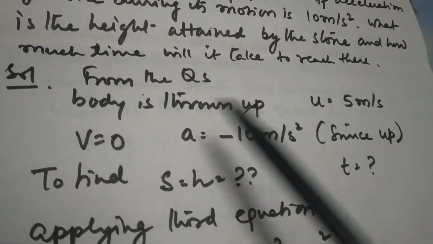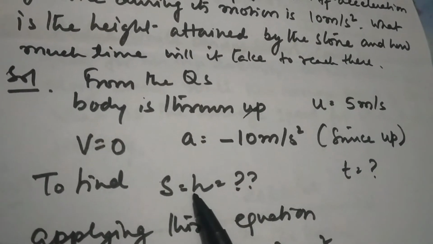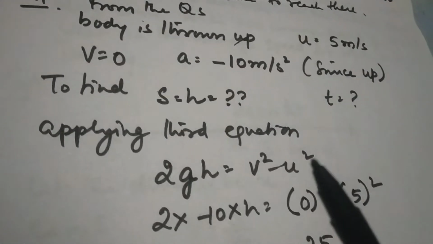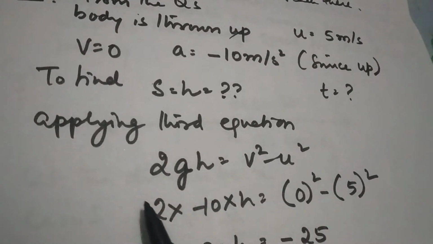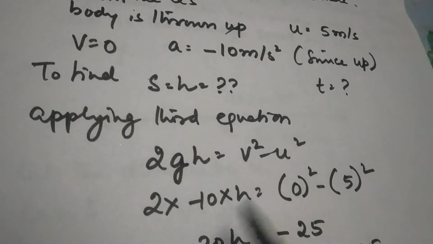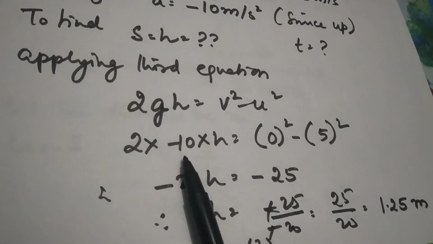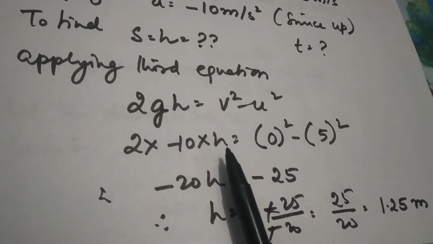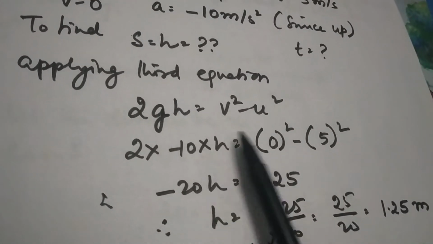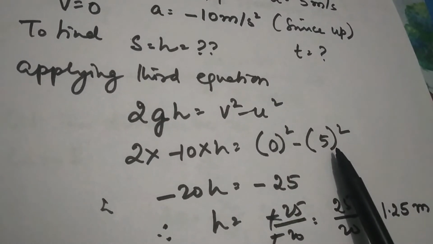Now we are ready to apply the equation of motion and get the value for h or s or t. Here we have to find the height, or s, and the time, t. So applying the third equation, you can write 2as or you can write 2gh also. v square minus u square is equal to 2gh. Putting the values, in place of g and a we have put minus 10. h we have to find, which is s in the normal equation of motion. Here, since we have to find the height, you can write s is equal to h. v we take as 0, and u is already given as 5 square.